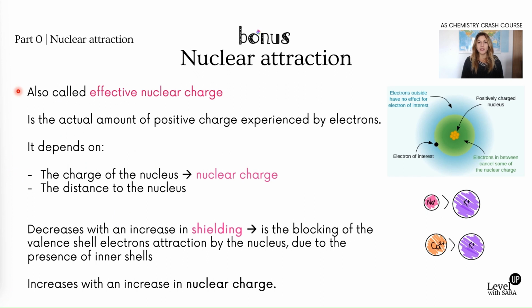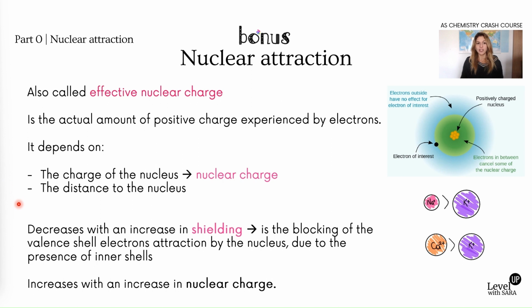Let's get started. Nuclear attraction is also called effective nuclear charge because it's the actual amount of positive charge experienced by electrons. This can be electrons in the atom, electrons of another atom, or electrons in a bond. It depends on the charge of the nucleus, called the nuclear charge, which is relative to the number of protons that are present, and the distance to the nucleus.